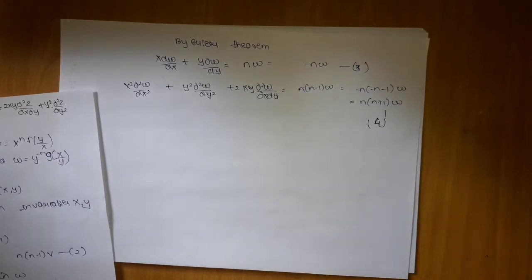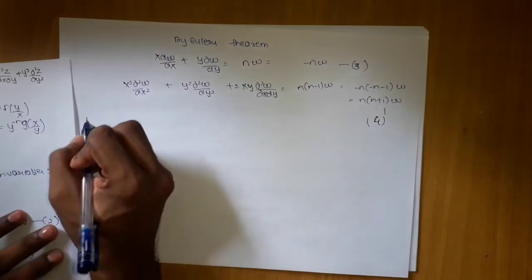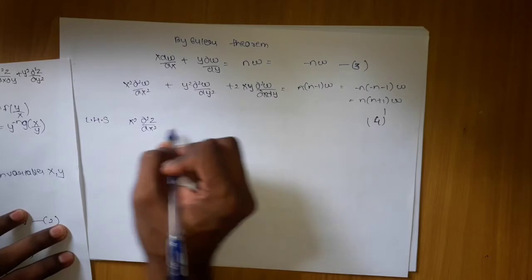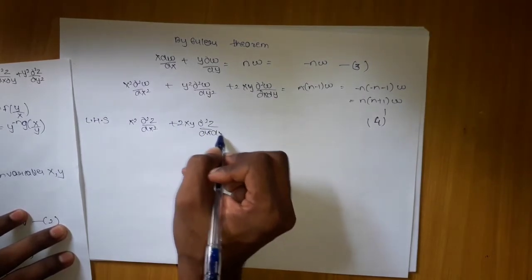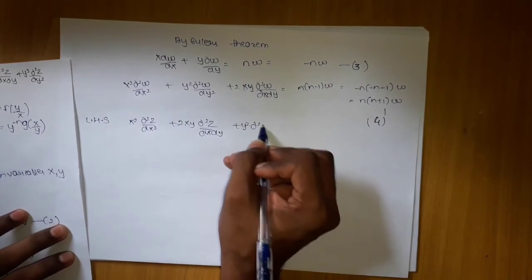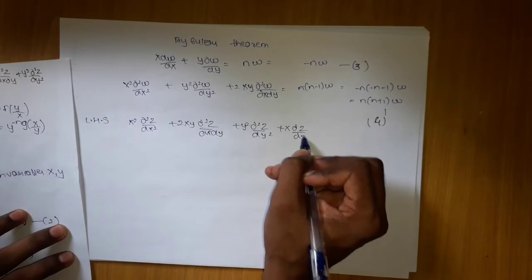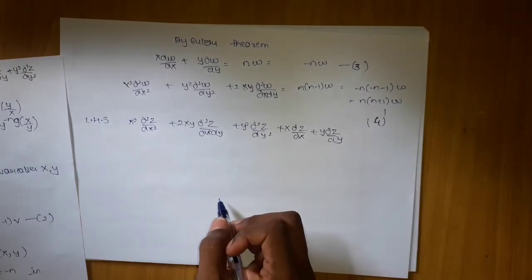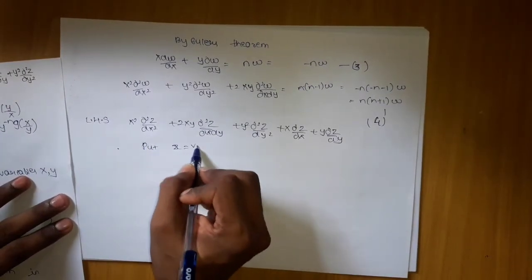Now what are we going to do? We are going to see the required thing which we wanted to prove. So the required thing, the LHS, is nothing but x square dou square z by dou x square plus 2xy dou square z by dou x dou y plus y square dou square z by dou y square plus x dou z by dou x plus y dou z by dou y is the thing which we require. We are going to replace, put z equals v plus w.